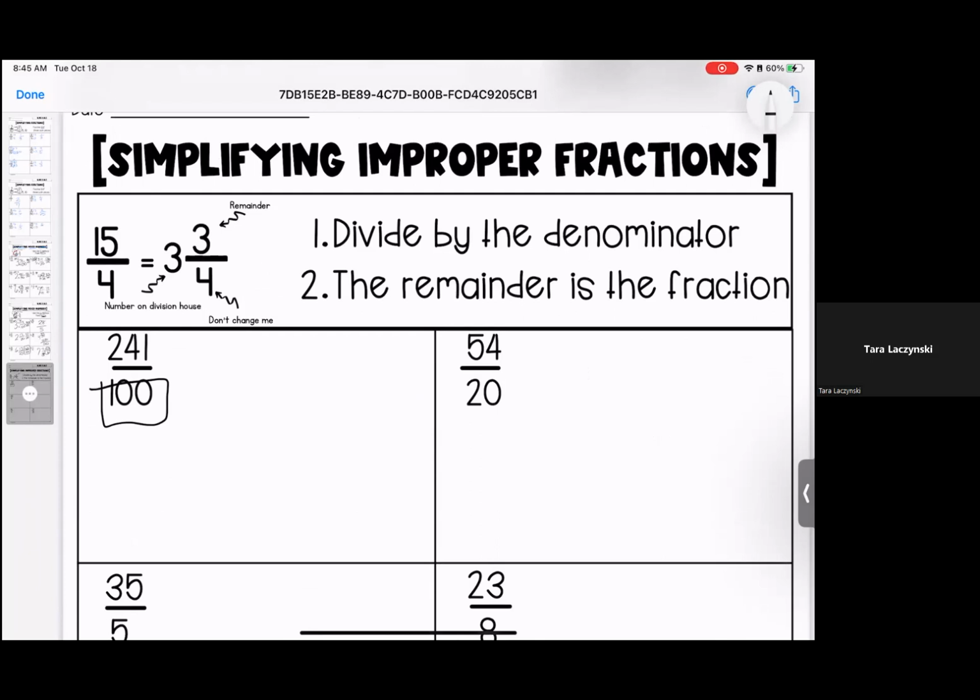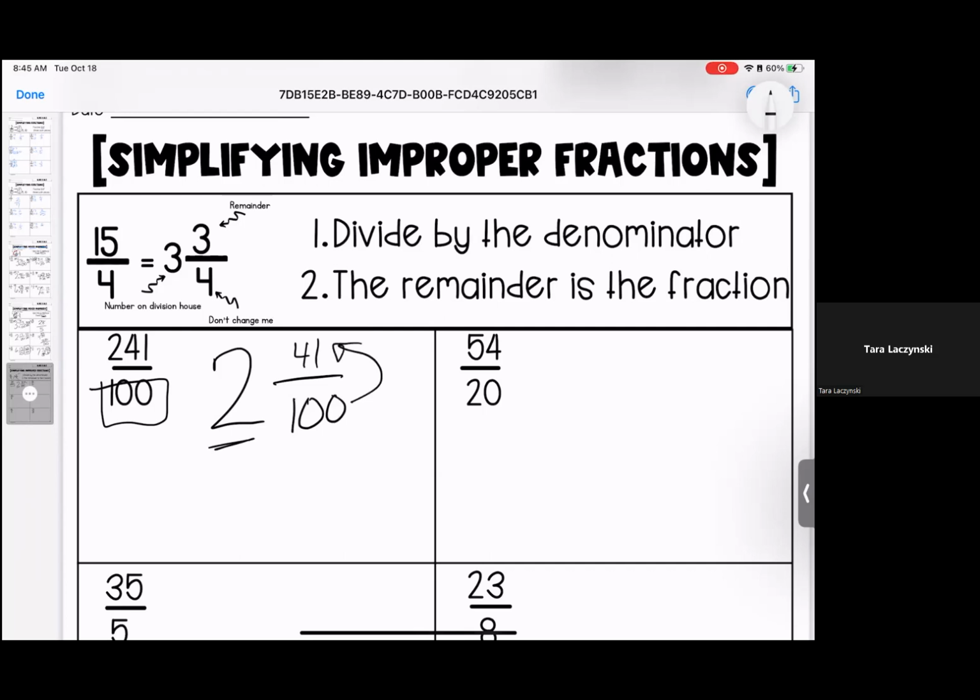If I have 241, I can pull out 2 full boxes, right? I could also think of this as dividing. So 241 divided by 100, you would get 2 with a remainder of 41. So I'd have 2 full boxes and then 1 box that has 41 slices.